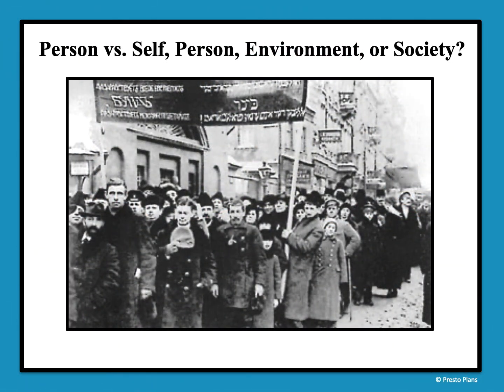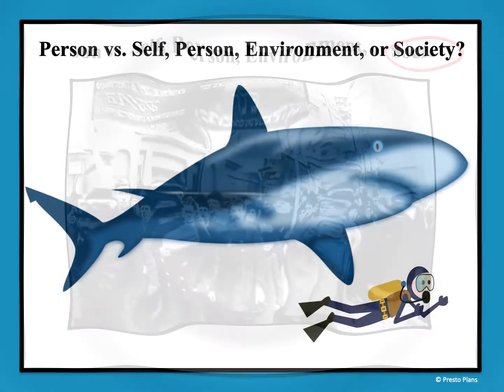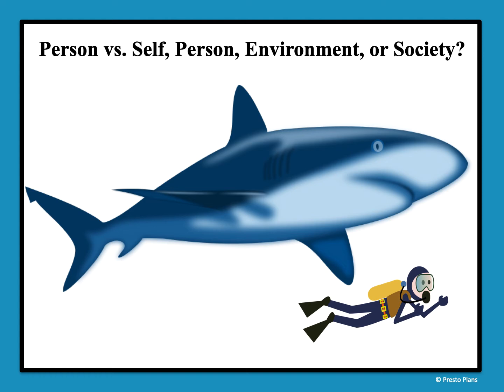Is this picture person versus self, person versus person, person versus environment, or person versus society? It is person versus society. Is this picture person versus self, person versus environment, or person versus society? It is person versus environment.